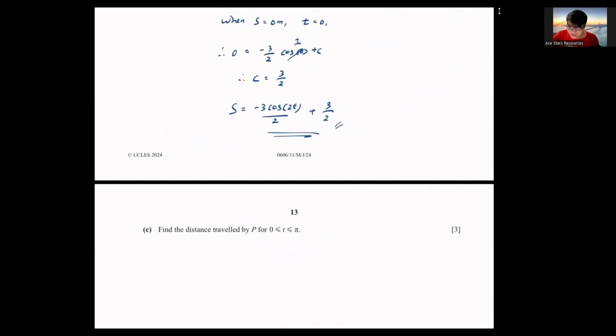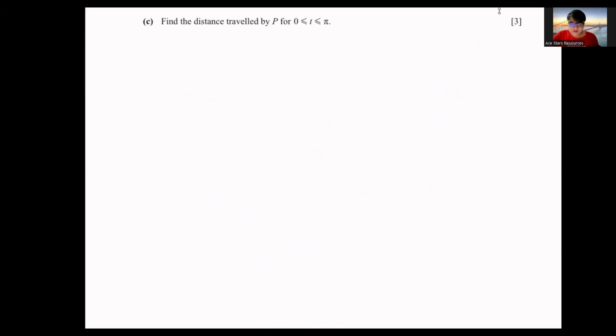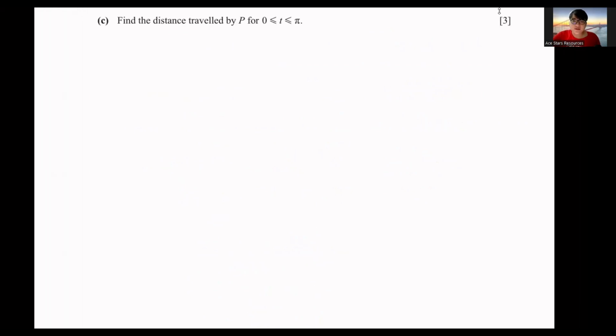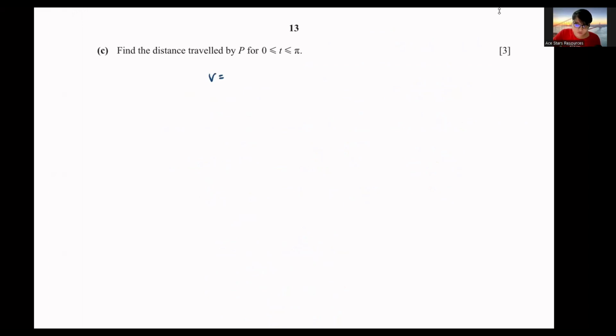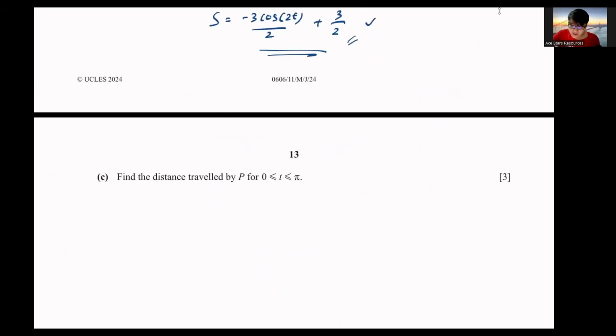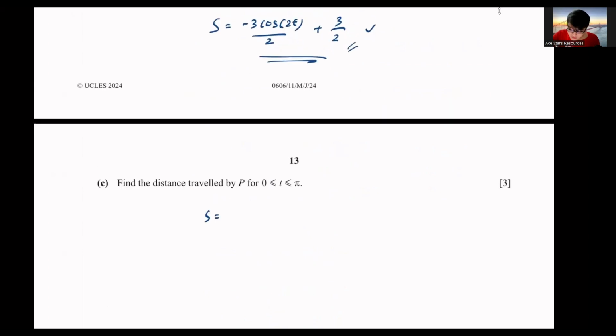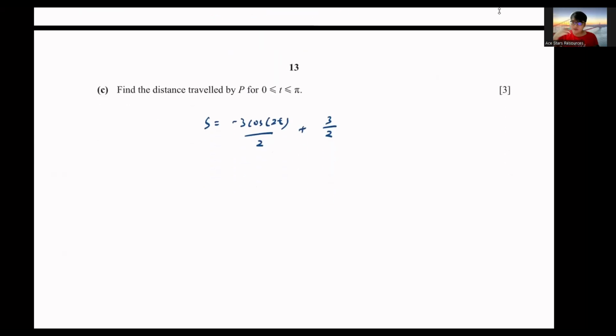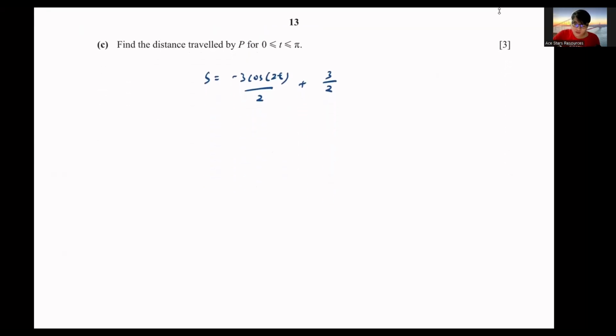Find the distance traveled by P, 0 to pi. So this question is actually fun. We want to find the distance traveled, and we have to look at the displacement here, right? The displacement is a cosine curve, so you might have to sketch it out a little bit. It's cos 3/2, so you should sketch it out without any issues.